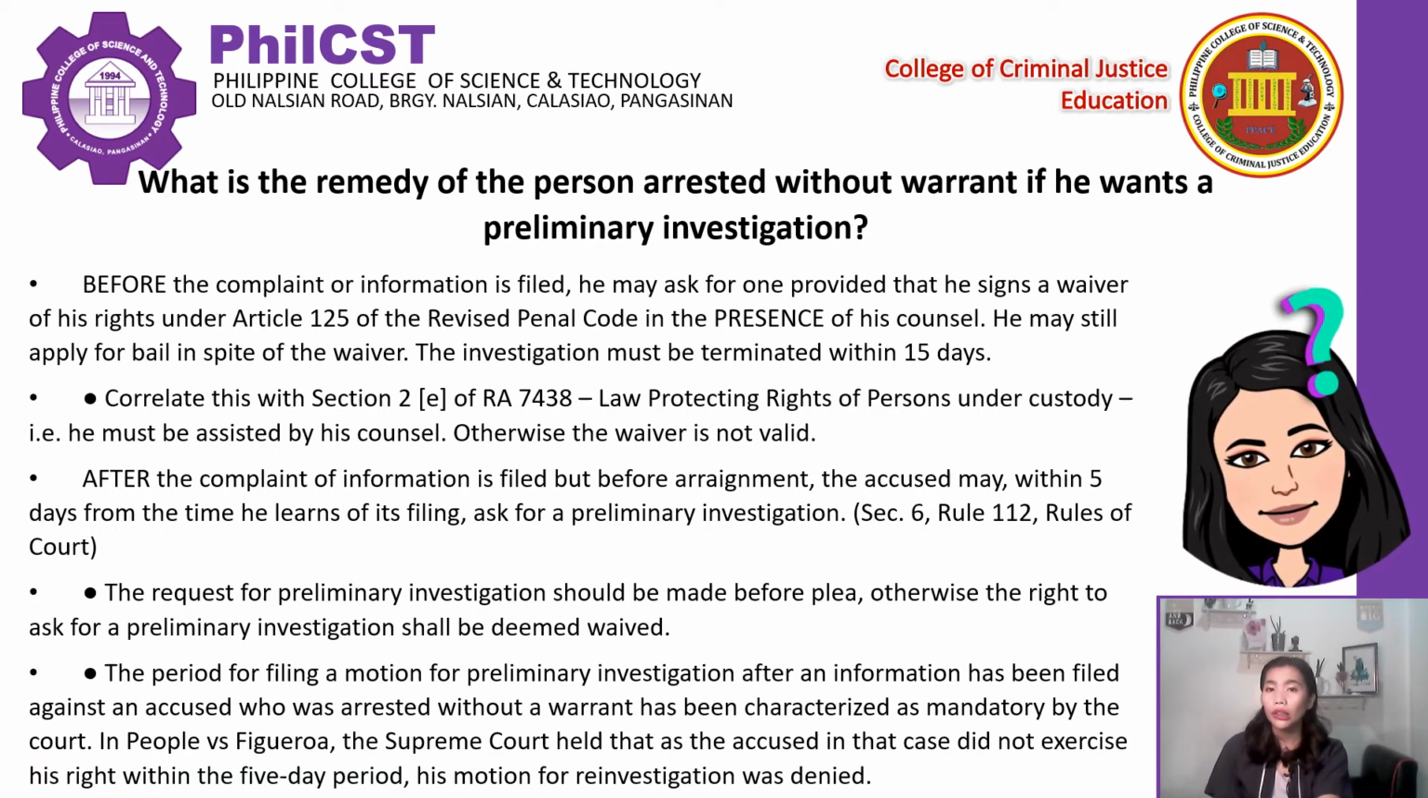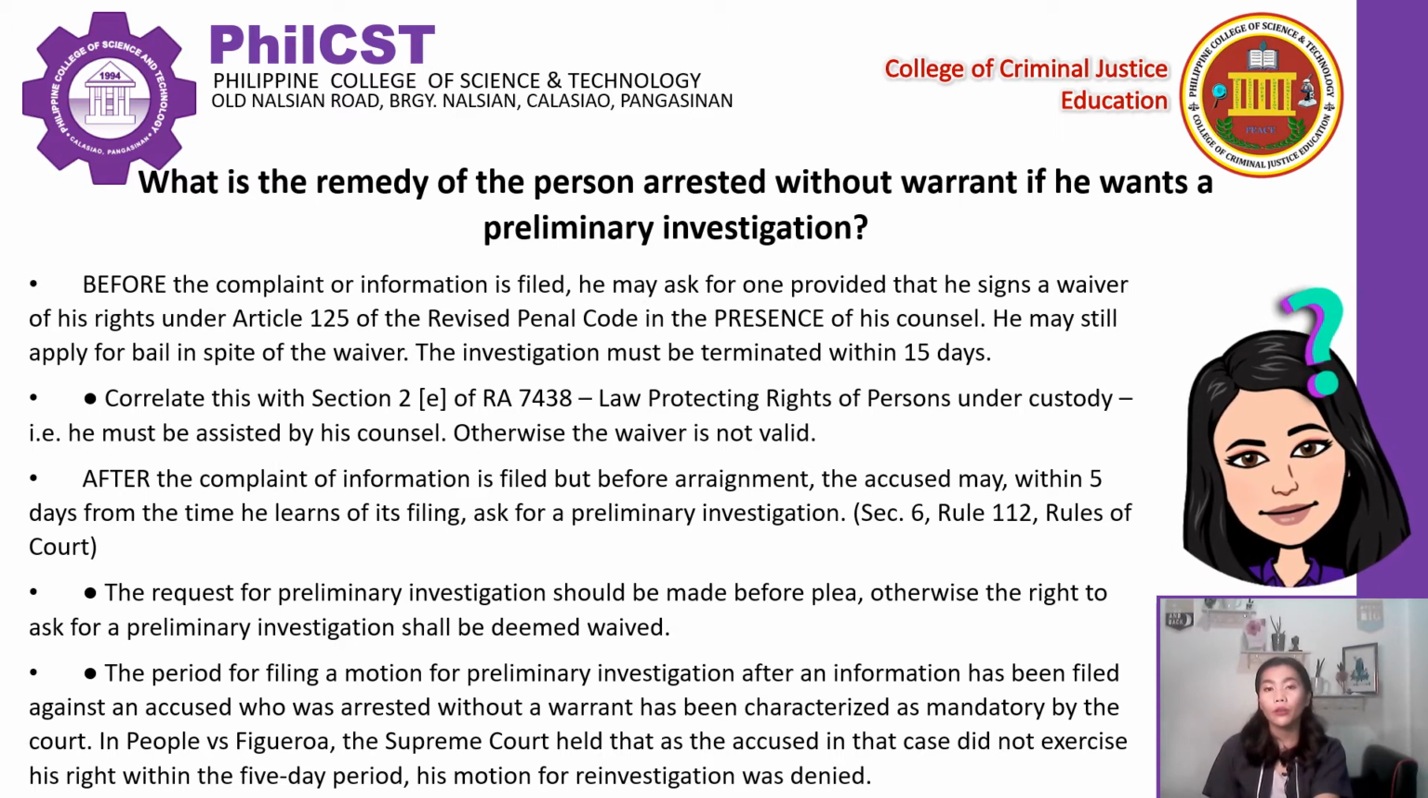So, what is the remedy of the person arrested without warrant if he wants a preliminary investigation? Before the complaint or information is filed, he may ask for one, provided that he signs a waiver of his rights under Article 125 of the Revised Penal Code in the presence of his counsel. He may still apply for bail in spite of the waiver. The investigation must be terminated within 15 days, and we need to correlate this with Section 2 of RA 7438, which is the law protecting the rights of persons under custody. For example, he must be assisted by his counsel, otherwise the waiver is not valid.